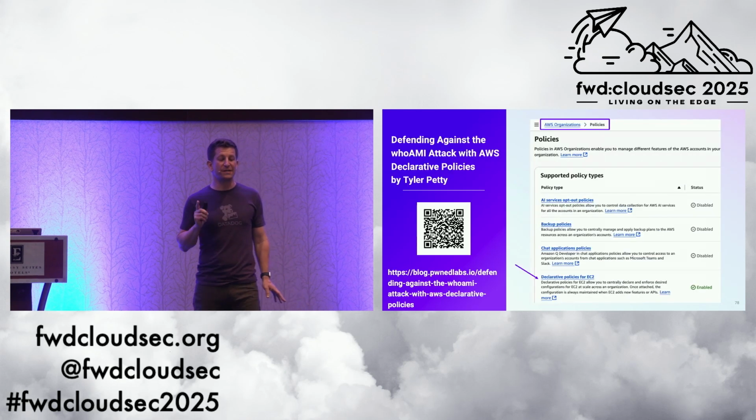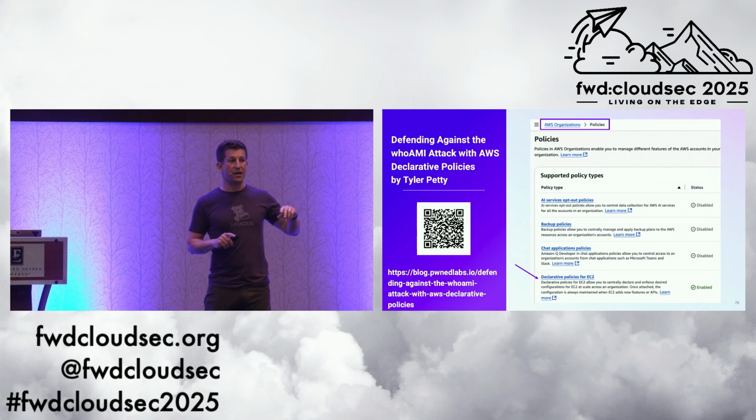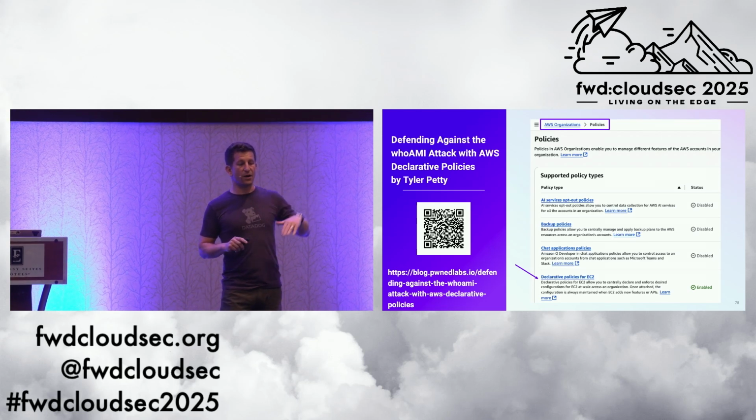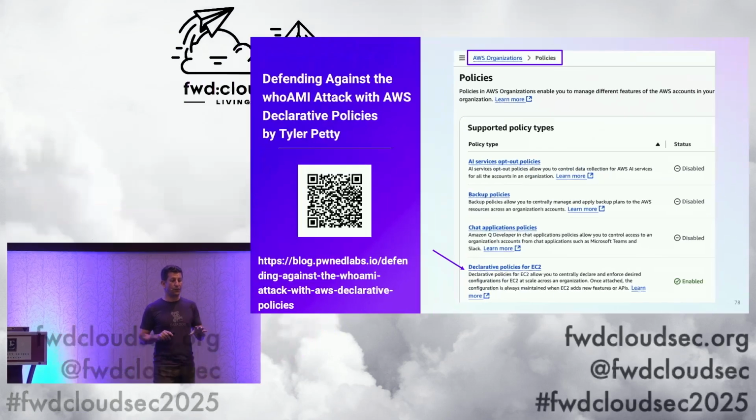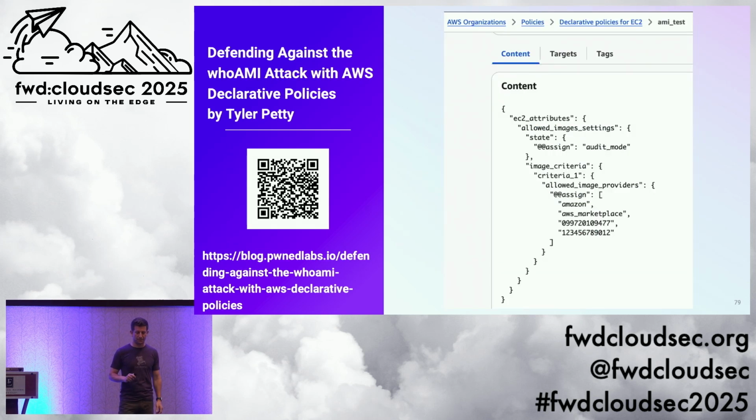What you should do is use declarative policies for EC2 at the organization level. And Tyler Petty has an awesome blog post talking exactly about what this process looks like, what it looks like before you apply these, and how this effectively prevents the attack. So worth noting this page as well. But in summary, definitely use allowed AMIs if you are not. If you leave with nothing else, I would love for you to leave with that bit of knowledge.